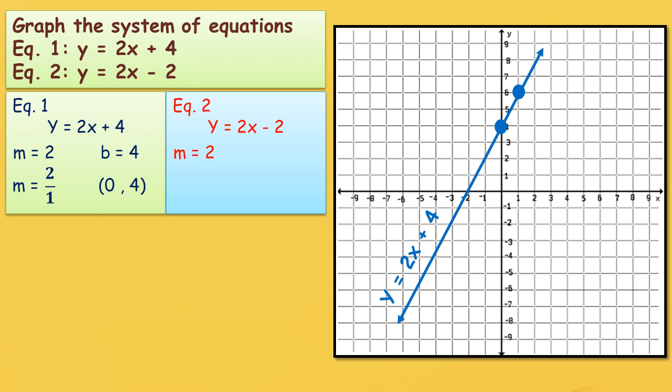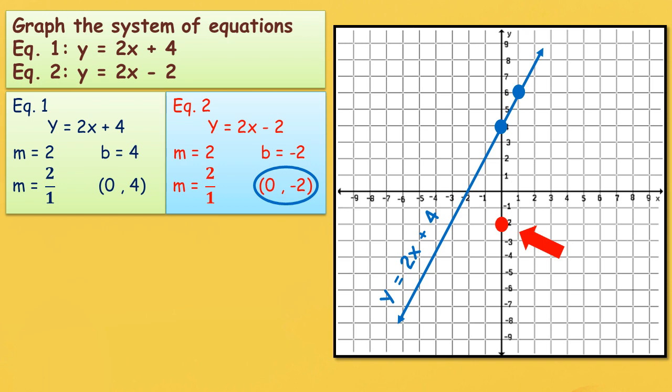Gagawin natin itong rise over run. So that will be 2 over 1. Let us identify the y-intercept also, that is negative 2. Kung kukunin natin ang coordinates ng y-intercept, yan ay 0, negative 2. So we will start with this point to graph the second equation. 0, negative 2. Let us plot it in the Cartesian plane. Okay, so 0, negative 2, ayun.